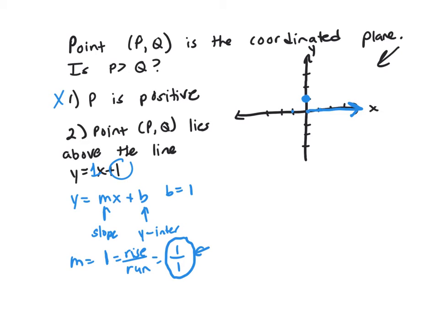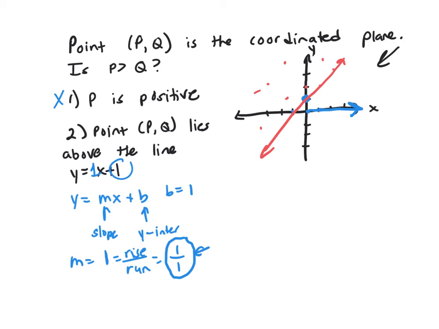Okay, I'm going to move to red. I'm going to rise 1 and run 1. Rise 1 and run 1. I need to erase that little dot right there. It's confusing. So I went up 1 over 1, up 1 over 1. So I get this line here. Now, if that's the case, point PQ is above this line somewhere. Okay, it's above that line.